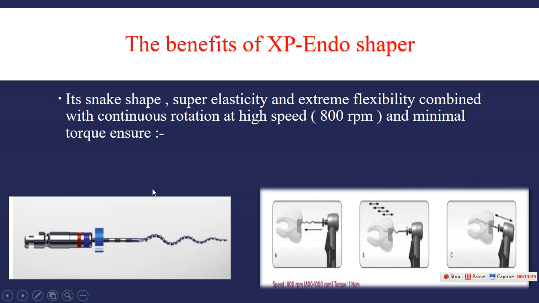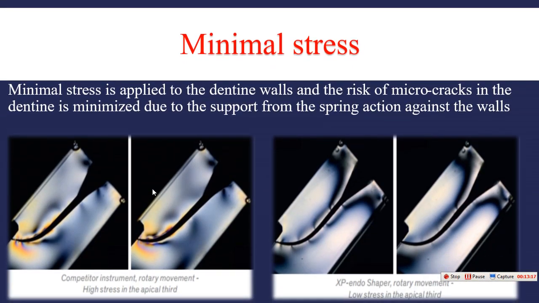This gives benefits. The first benefit of this instrument: minimal stress because of gradual tapering, as seen in this picture. When compared with the standard NiTi instrument, the tapering is not gradual. This increases the incidence of fracture, microcracks and stress on the dentine wall. But with the XP Endo family, the gradual tapering reduces the stress and reduces the microcracks, as seen in this picture.